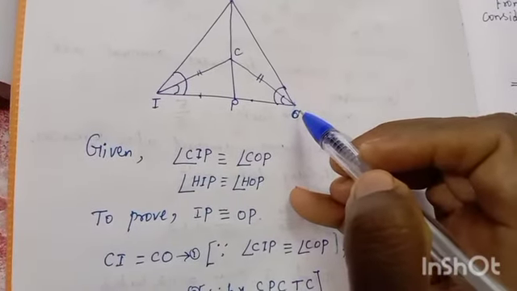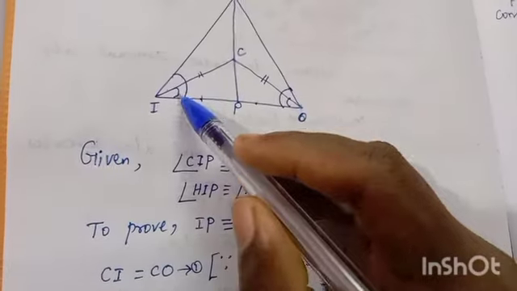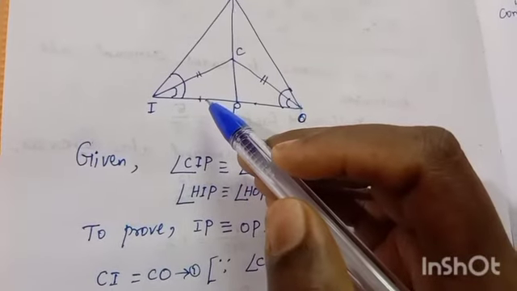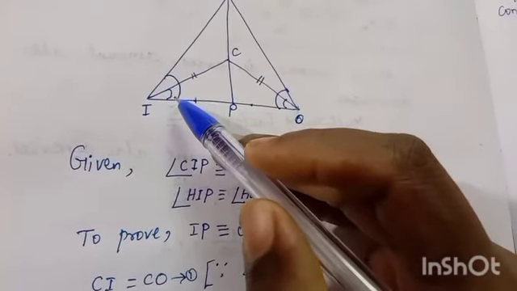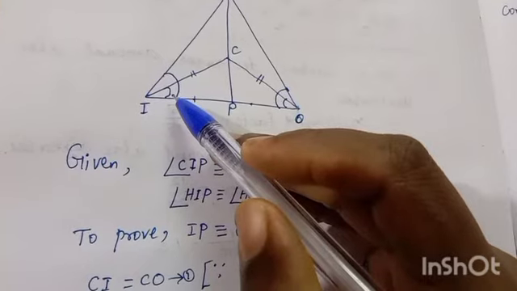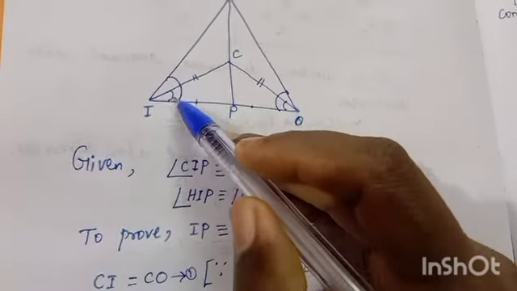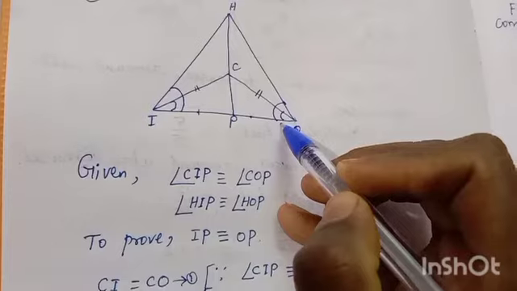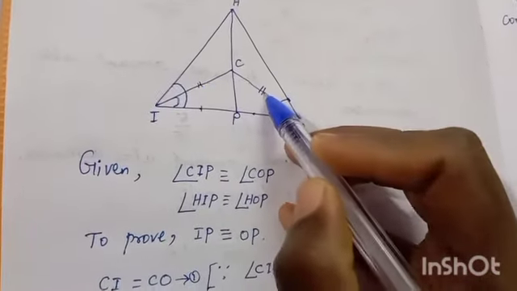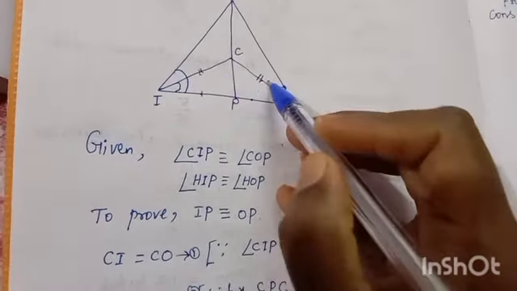How is CI equal to CO? Because the angles opposite to equal sides are equal. We saw this in the note. Remember that when two angles are equal, their opposite sides are equal. So CI is equal to CO.